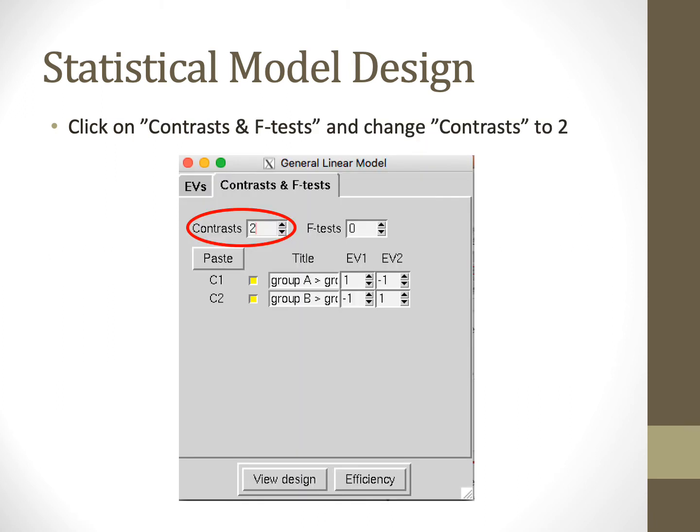Now click on the Contrasts and F-tests button and change contrasts to 2, and be sure to set up the C1 and C2 contrasts as follows. Contrast 1 corresponds to areas in the brain where Group A, our ASD group, is larger than Group B, our typically developing group. Contrast 2, on the other hand, corresponds to areas where Group B, our typically developing group, is larger than Group A, our ASD group.